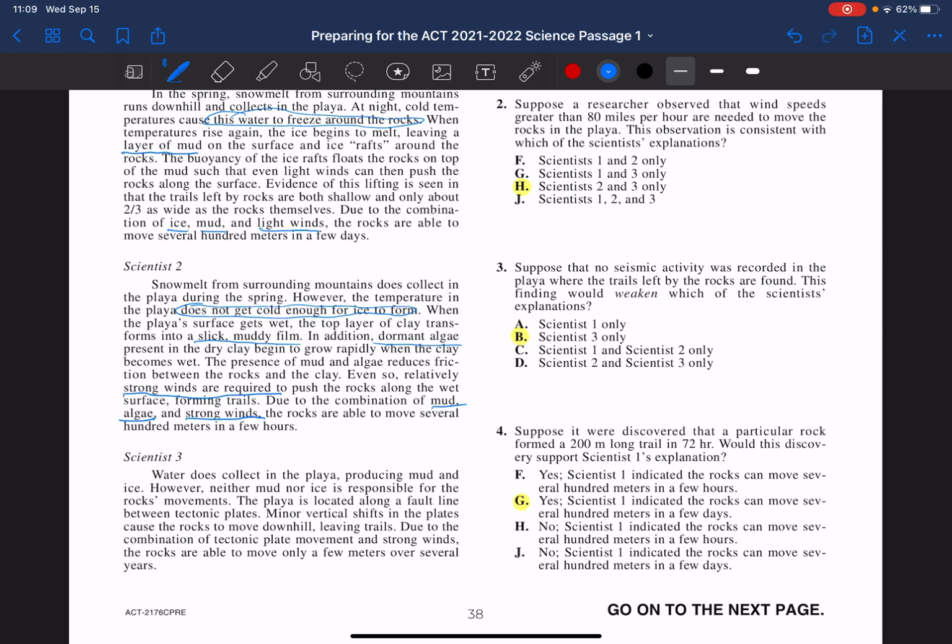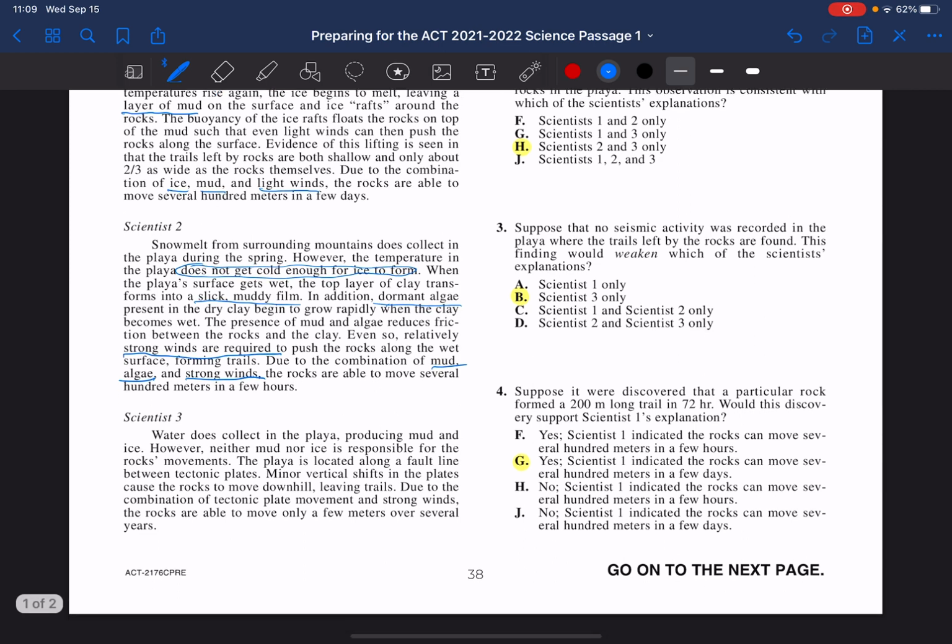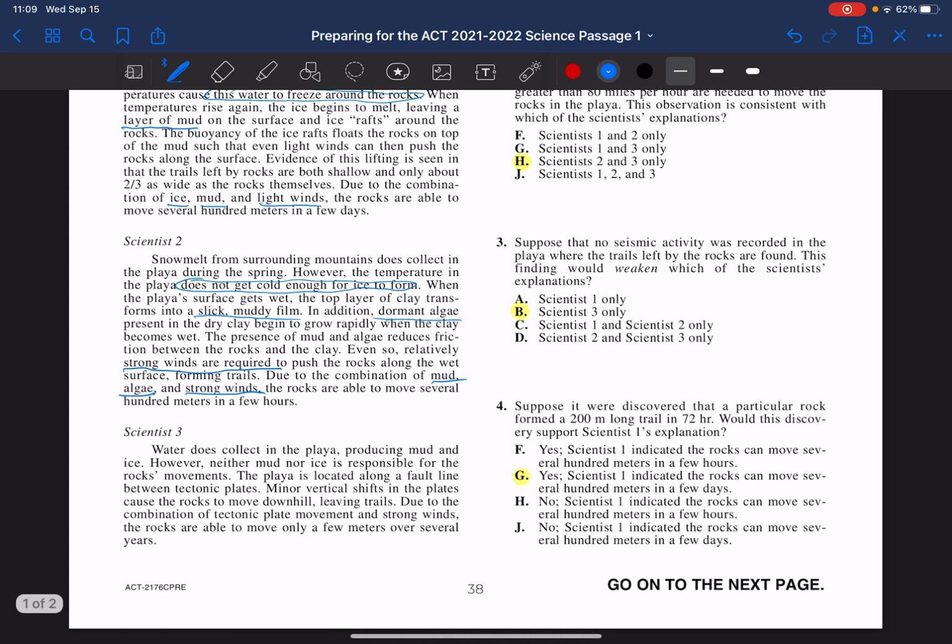And then scientist 3, it says water does collect, producing mud and ice. However, neither mud nor ice is responsible. The playa is located along a fault line between tectonic plates. So with this one, no mud, no ice. So shifts cause the rocks to move downhill, leaving the trails. So it says combination of tectonic plate movement and strong winds. All right.